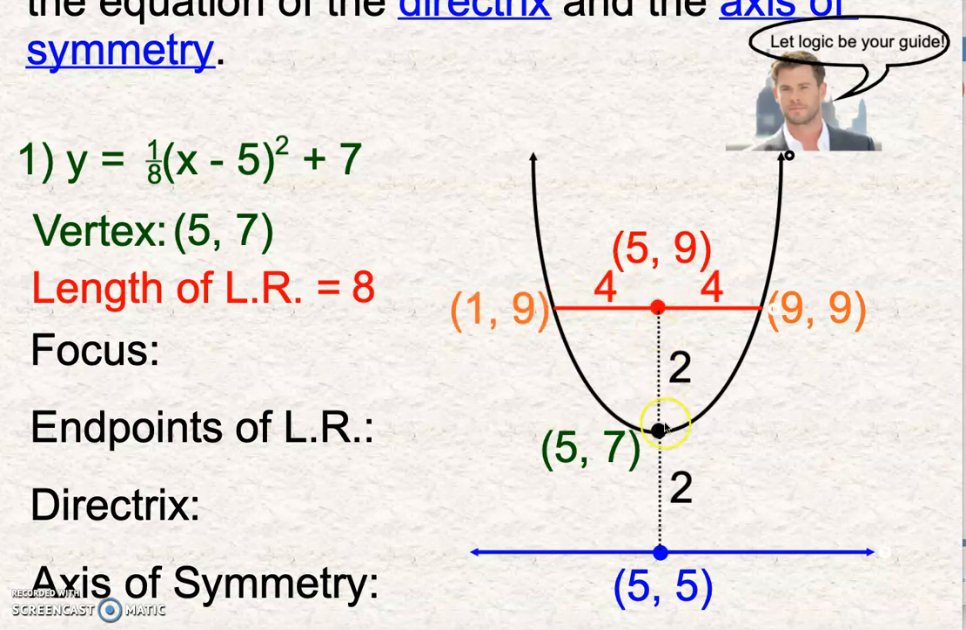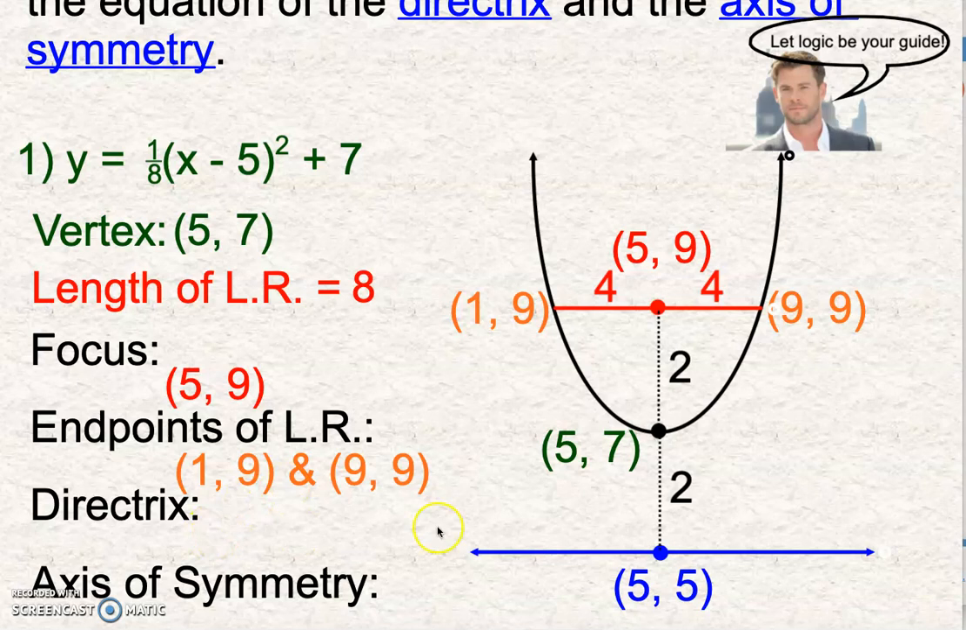Do you see how moving up affected the y's and moving left and right affected the x's? So now I can fill in all of these values. The focus is 5, 9. The endpoints of the latus rectum would be 1, 9 and 9, 9.